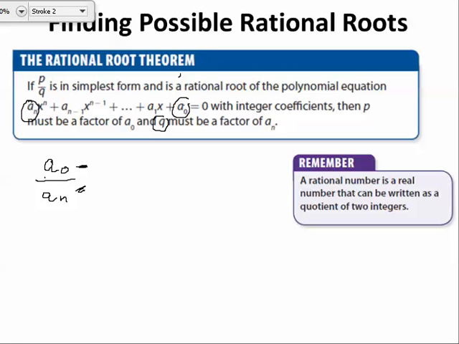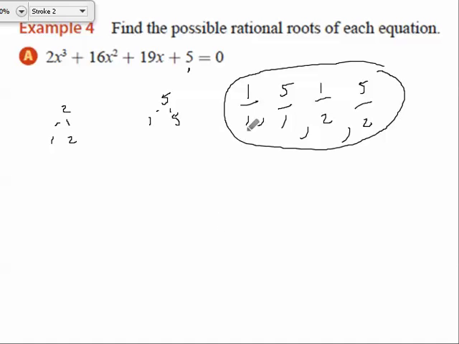Yeah, a sub n goes on bottom. Yes, that's the way it is.